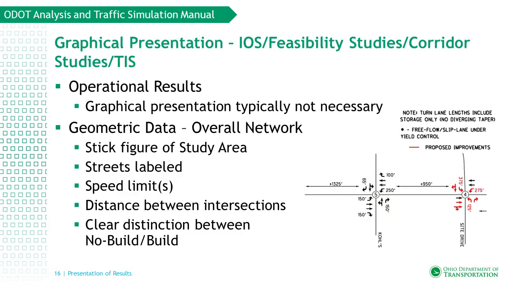For interchange operations studies, feasibility studies, corridor studies, and traffic impact studies, graphical presentation is typically not necessary to illustrate the operational results. To illustrate the geometric data for the overall network, a figure should be generated that includes a stick figure of the study area, which could include an aerial image as the background, street names, speed limits, distance between intersections, and a clear distinction between no-build and build conditions. Similar to the other interchange studies, build conditions could be shown in red or using dotted lines for the no-build conditions and solid lines for the build conditions.